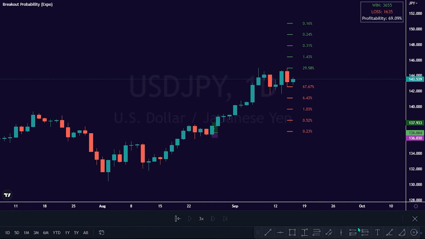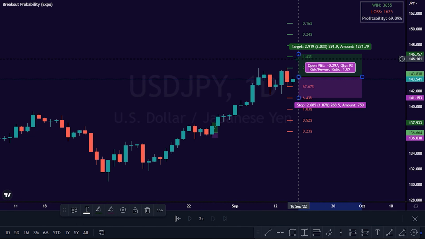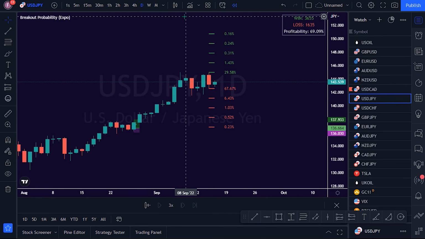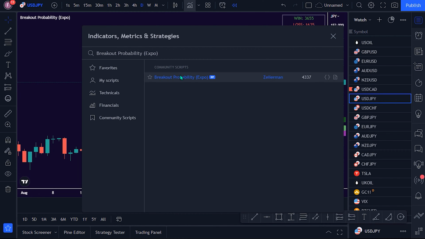The indicator can also be used for setting a stop loss based on where the price is most likely not to reach. To apply this technical indicator on the trading chart, search the keywords Breakout Probability Expo in the indicator search box. Proceed further to select the Breakout Probability Expo EP version by Zellerman.